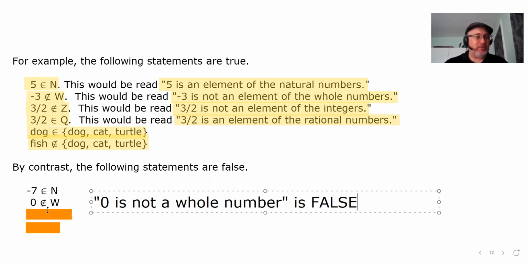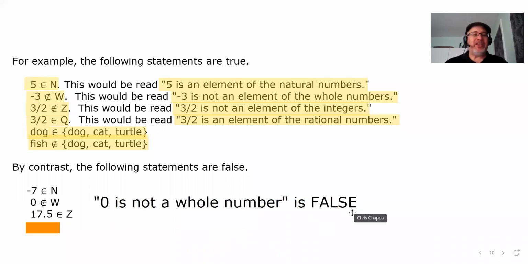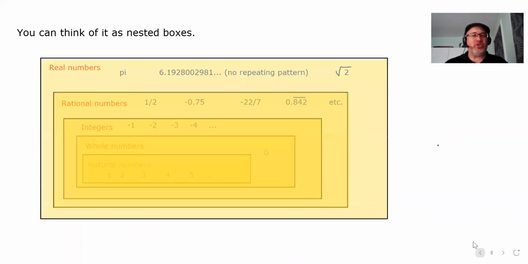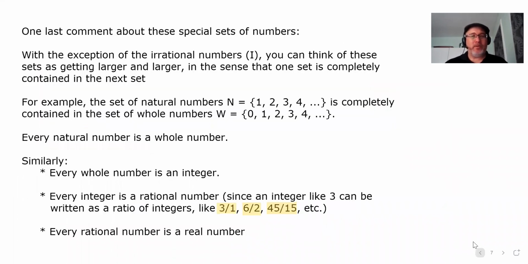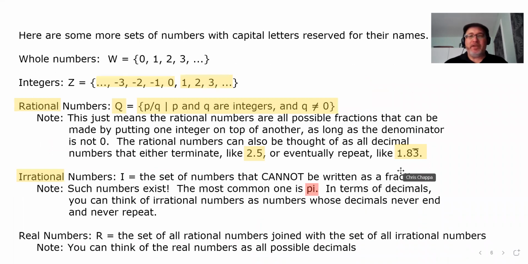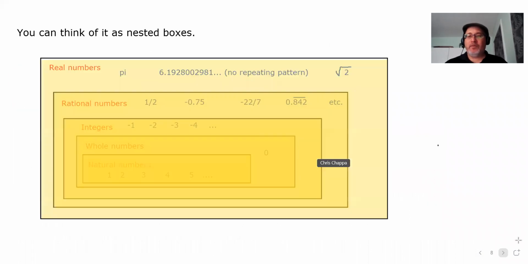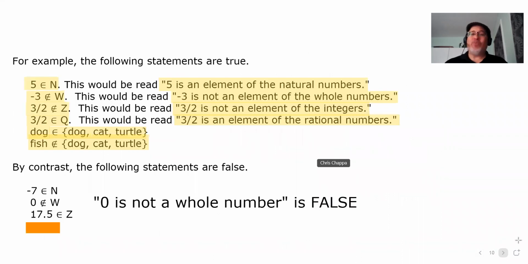What's the next one? 17.5 is an element of the integers. That is false. Remember, the integers, which are up here, are all the positive and negative whole numbers. 17.5 is not a positive or negative whole number. So to say that 17.5 is an integer is a false statement.